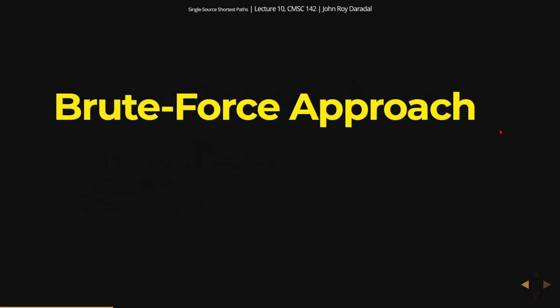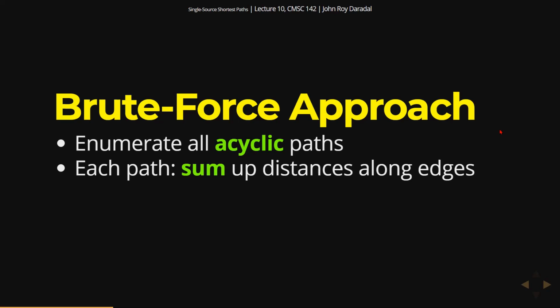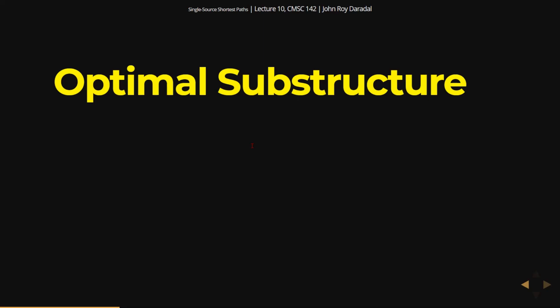Okay, now the brute force approach for finding the single source shortest path would be quite straightforward. So you'll just enumerate all acyclic paths, because we mentioned that paths with cycles cannot be shortest paths, right? So enumerate all acyclic paths, and then for each path, you'll sum up the distances along the edges, and you just return the path with minimum total distance. So it seems straightforward. However, there's just way too many paths to consider. So of course, we won't even bother with the brute force approach. Now, one thing that you'll notice in shortest path is that it follows the optimal substructure. Now remember optimal substructure from dynamic programming and greedy algorithms.